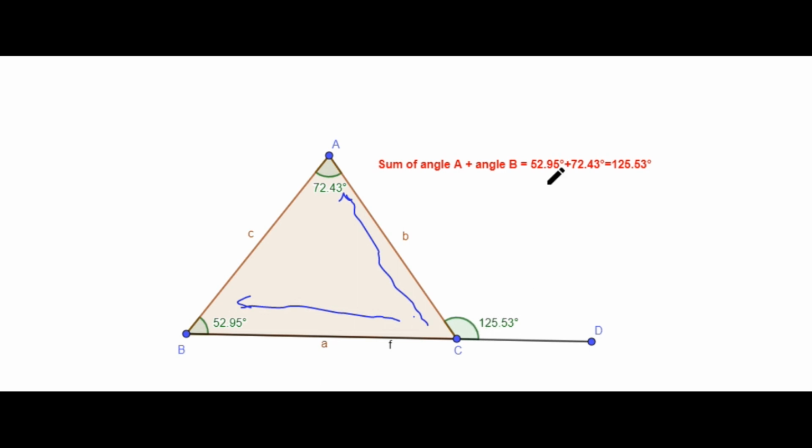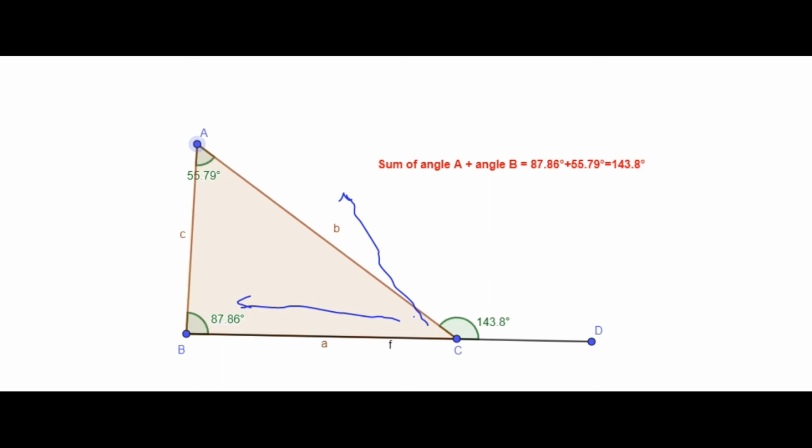Angle A is 52.95 degrees, angle B is 72.43 degrees, and if I add them together, it comes to 125.53 degrees, which is this. So let's rotate these triangles and see what we get. Don't bother about the lines there. That was just to show. What I'm trying to show is that the angles have changed. Now we have 91.69 and 52.22, and if you add them together, you still get a sum of 144.07, which is the same as the exterior angle.